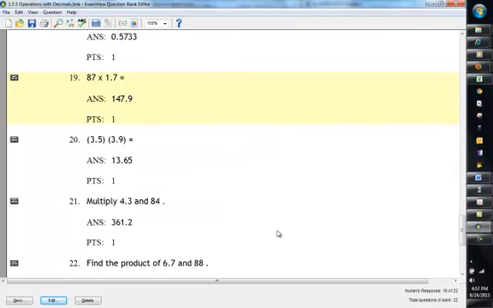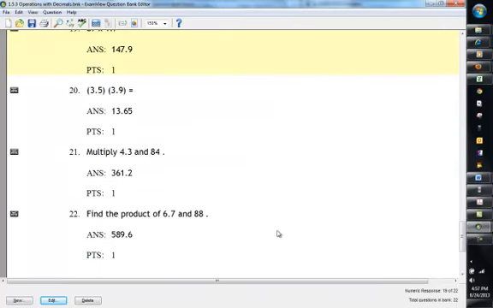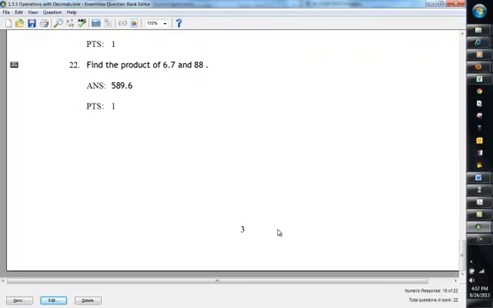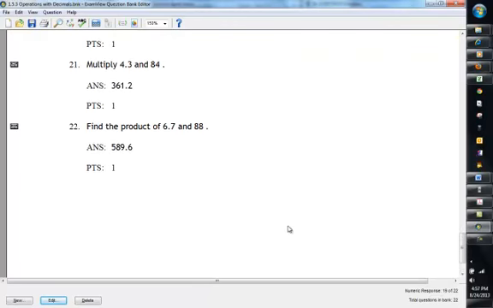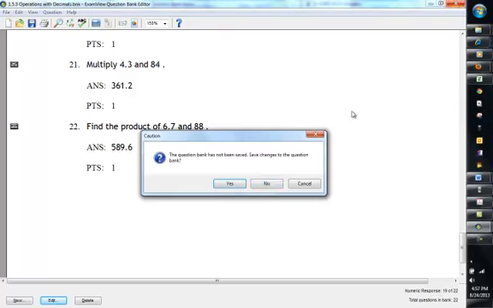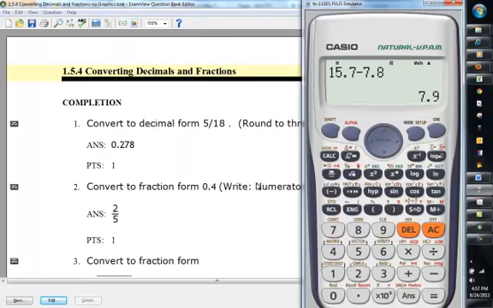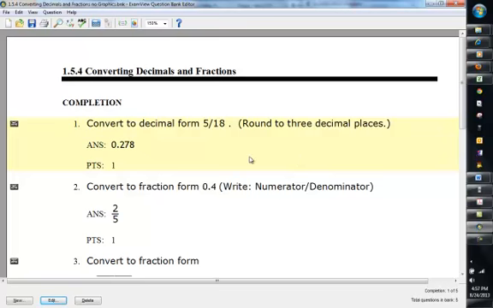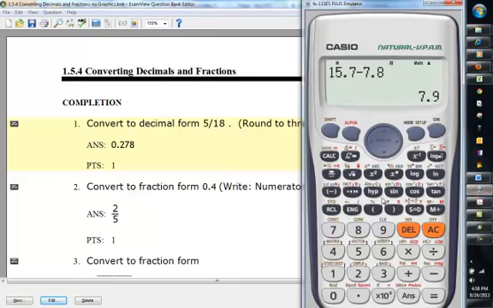Multiplying, you can see how that goes. Product is also multiplying. So this is how you do the decimal operations. And then the last thing we have to do is convert fractions to decimals and decimals to fractions. Well, we've kind of been doing that so far.